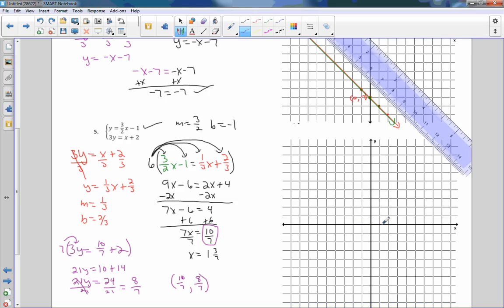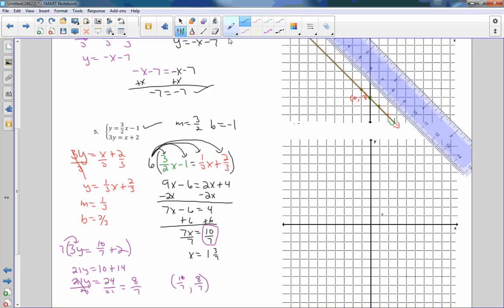Well, 10/7 is 1 3/7. That's my x, so it's like right here. And then 8/7 is 1 1/7. So I would say that that point is approximately here. Okay, so that's where this point here is. That's where they intersect. So let's now graph these points.